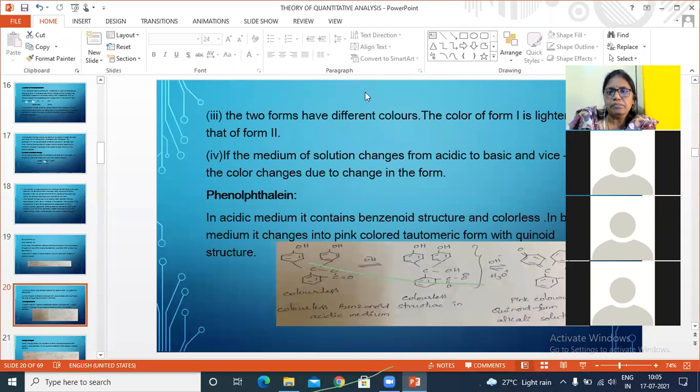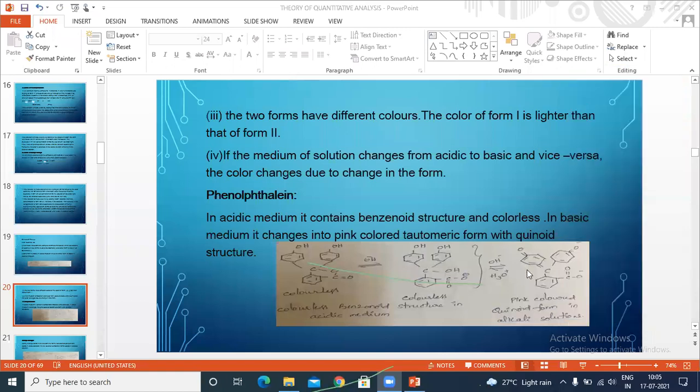In acidic medium, phenolphthalein contains a benzenoid structure and is colorless. Benzenoid structure means a benzene ring, the structure of benzene that we observe, with alternate double bonds between the 6 carbons.